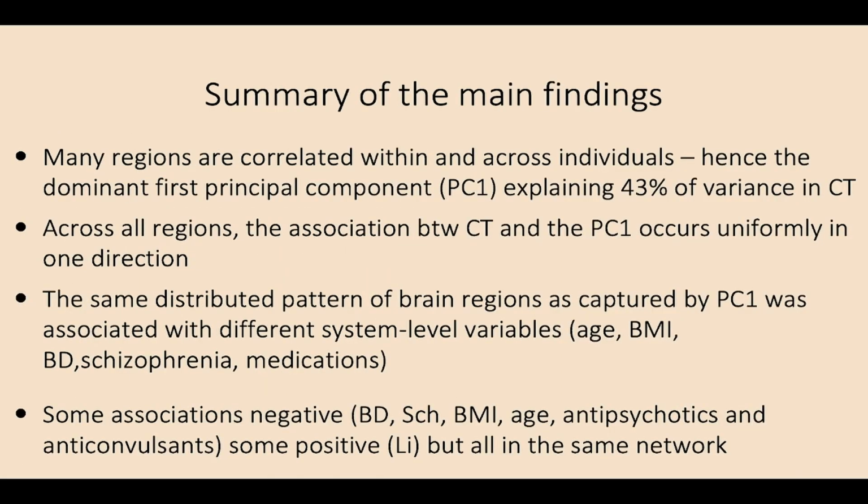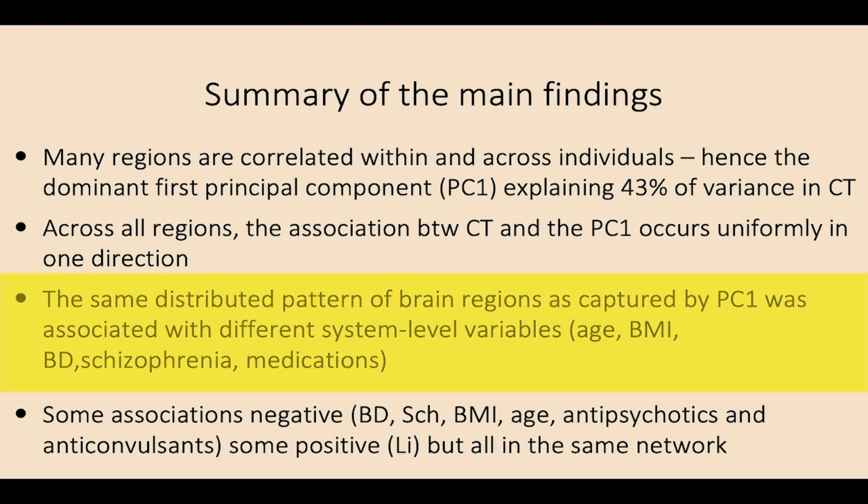So to summarize the main findings, we saw that many regions across the brain were correlated within and across individuals, hence the dominant first principal component. Across all regions, the associations between cortical thickness and the first component were occurring uniformly in one direction. Now, the same distributed pattern of brain regions as captured by this first component was associated with different system-level variables. While some associations were positive and some were negative, they all occurred within the same brain network.